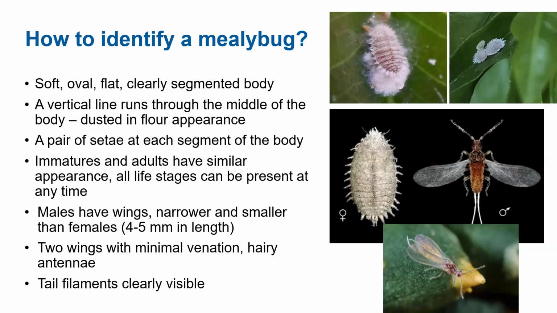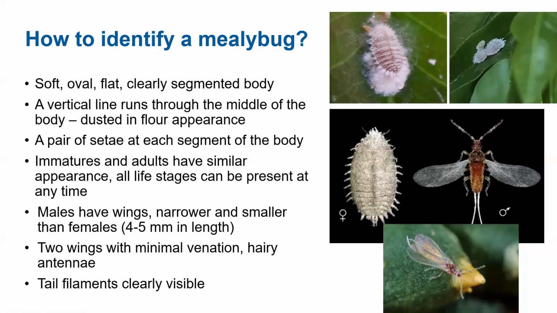How do we identify mealybugs? As I mentioned before, there are a couple of other insects and also different species. So mealybugs are soft scales. Their body is soft, their shape is oval and pretty much flat. The most identifying character is that they're clearly segmented, and there are filaments coming out of each of the segments. Especially for this species, Planococcus citri, there is a vertical line that runs through the middle of the body, as you can see in the photo over here and in the photo down here, with the male too.